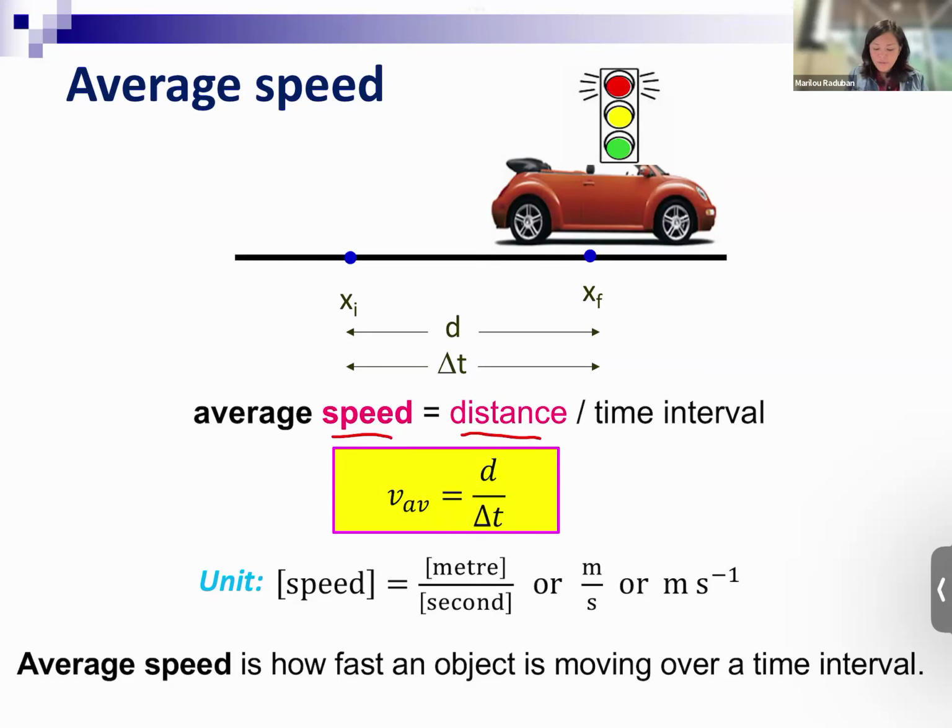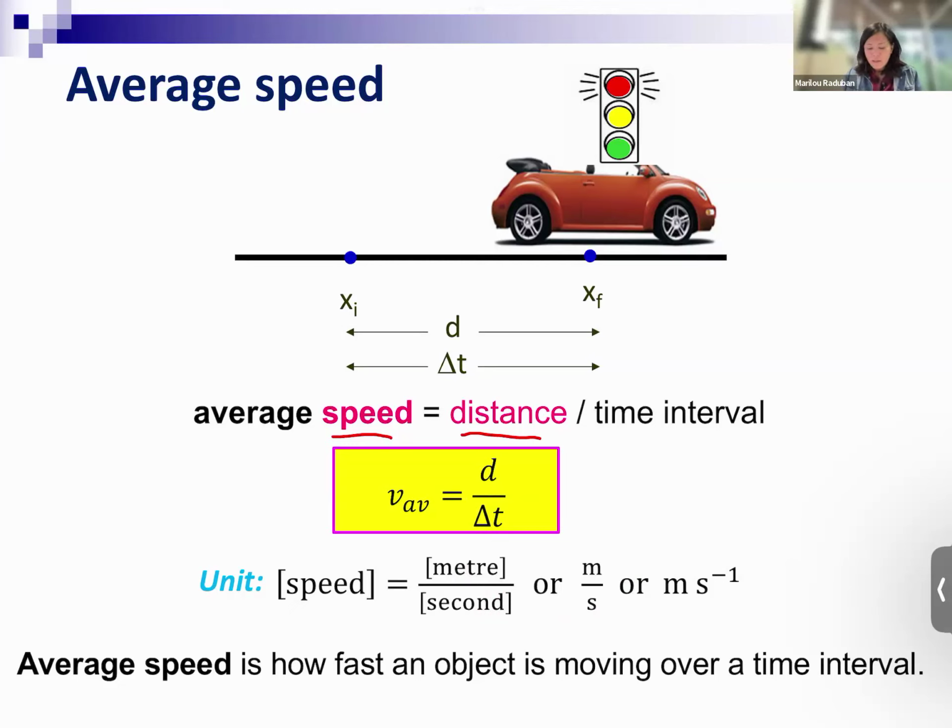So average speed is defined as distance divided by the time it took for the object to cover that distance. In equation form, this is the equation that represents the average speed. The unit for speed can be obtained by using dimensional analysis. The unit for distance is meter. The unit for time is seconds. Therefore, the unit for speed is meters per second.